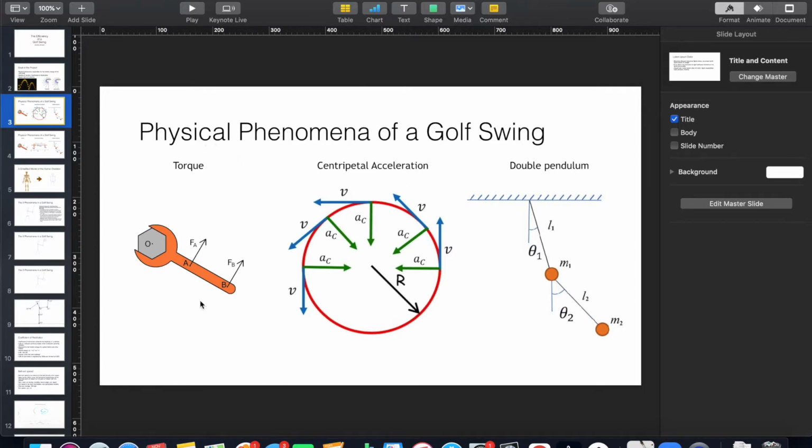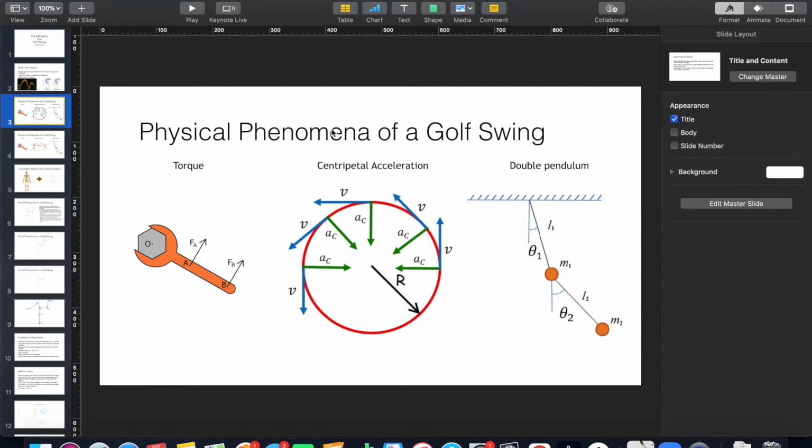So first, torque is the rotational equivalent of linear force. Torque is created by a linear force applied on a lever arm that has a perpendicular component to the lever arm, which creates rotational motion around an axis of rotation. Centrifugal acceleration is uniform circular motion around a point of origin that has fixed velocity, acceleration, and radius scalars. And the double pendulum is a pendulum with another pendulum attached to it.